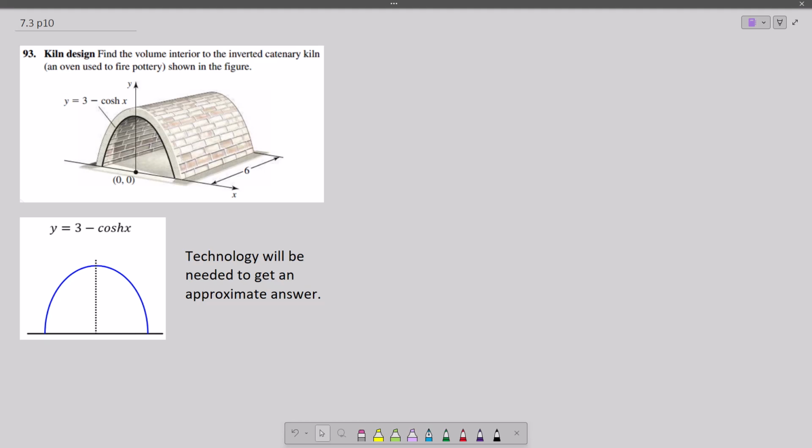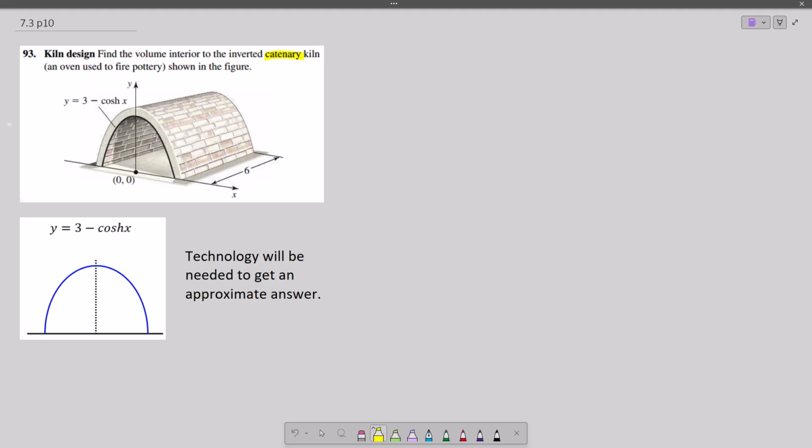So this is a kiln. We just want to find the volume of it. They call the hyperbolic cosine a catenary. It has to do with a sleeping cat being all lazy, kind of like the hanging cable. It's kind of the laziest way it can hang. Call it a catenary. So that's our curve.